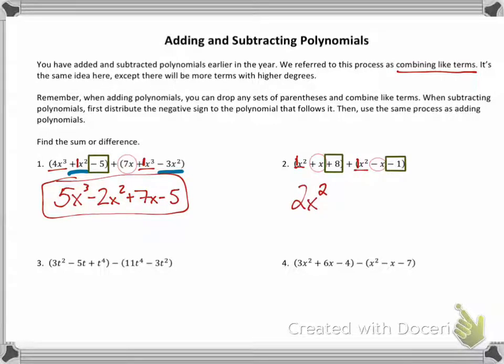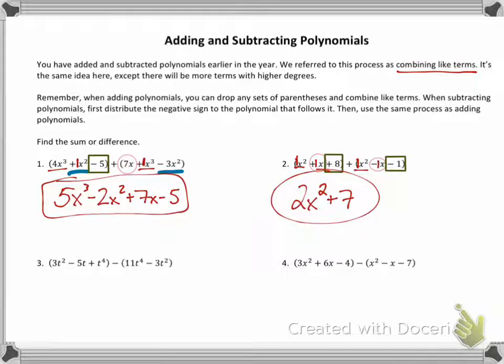Now I have a positive x and a negative x. Well, 1 minus 1 is 0. They cancel out. So if they cancel out, I don't need to write 0x. I'm not going to write anything at all because they cancel out. Now I have 8 minus 1, which is positive 7. And I have a final simplified answer of 2x squared plus 7.